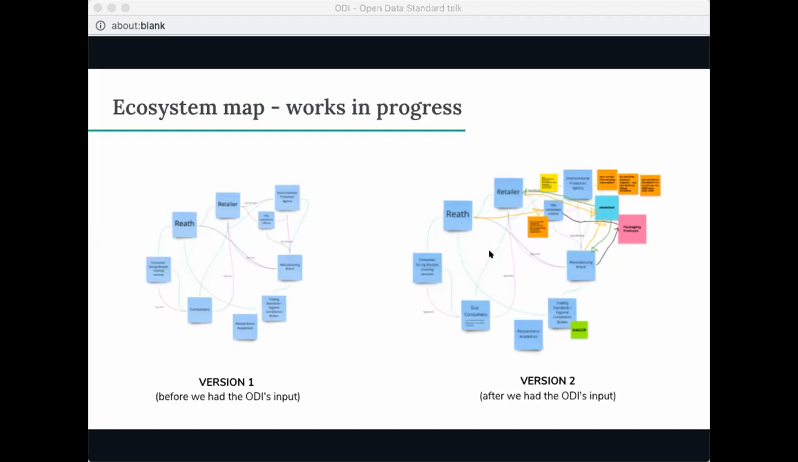And lastly, it's a great way to identify opportunities. So we realized in this case that there was no one piece of data infrastructure that was helping to enable this sharing of data across the ecosystem. And that was a really good opportunity for us.